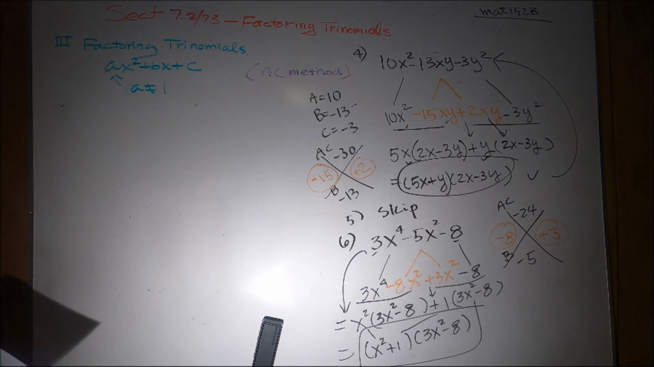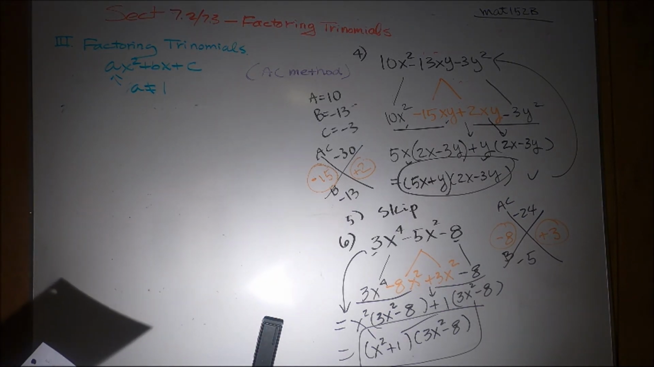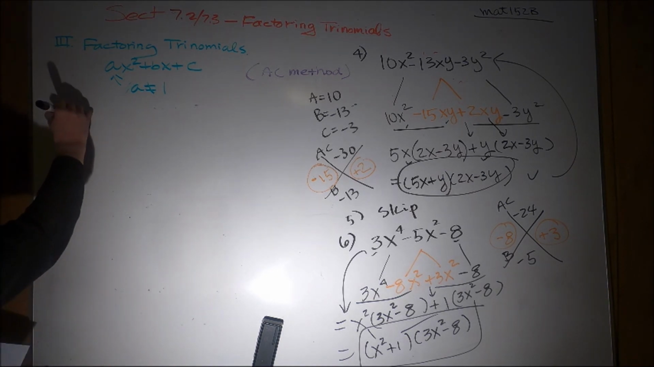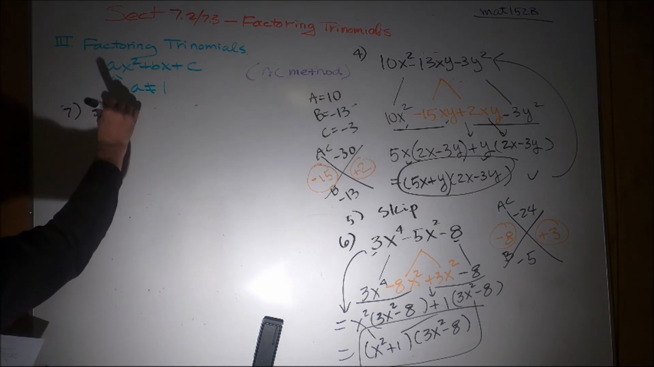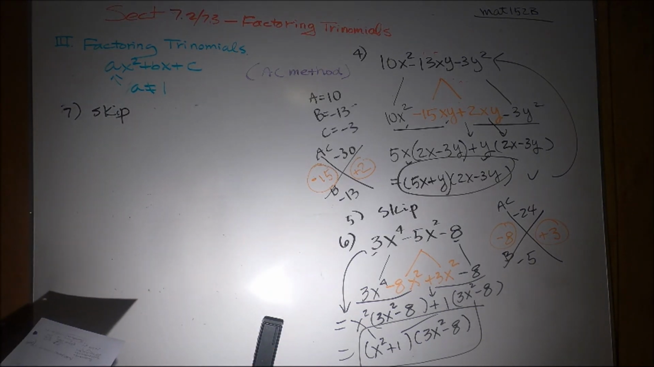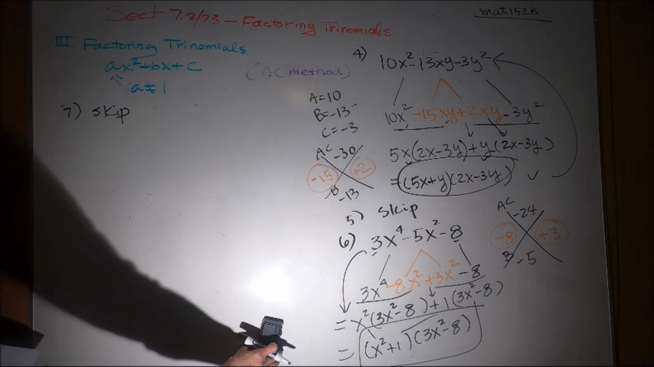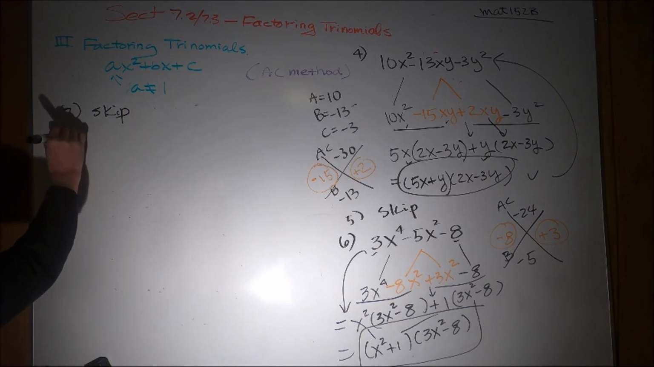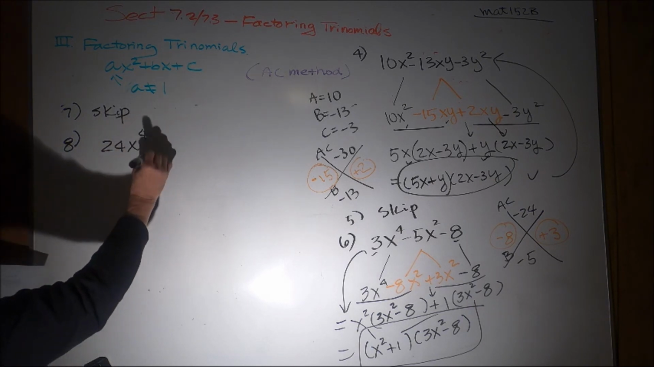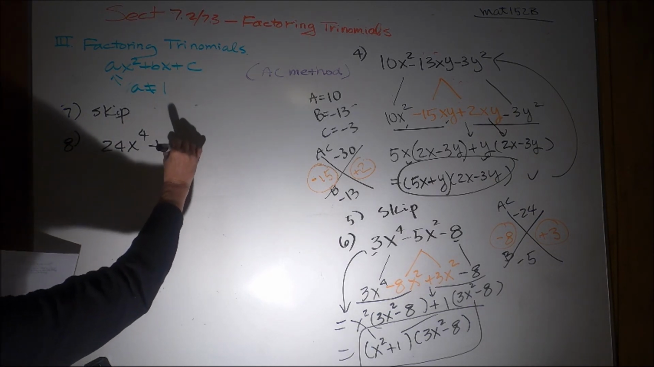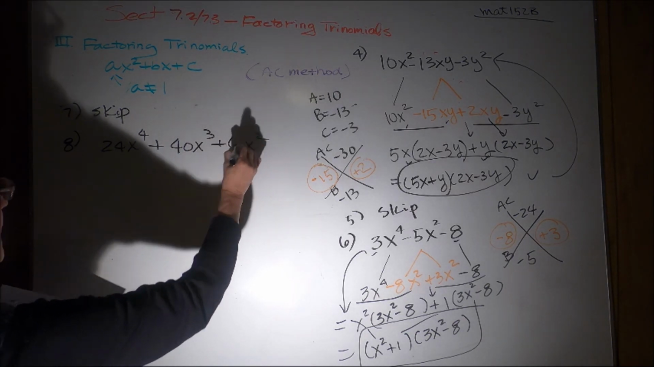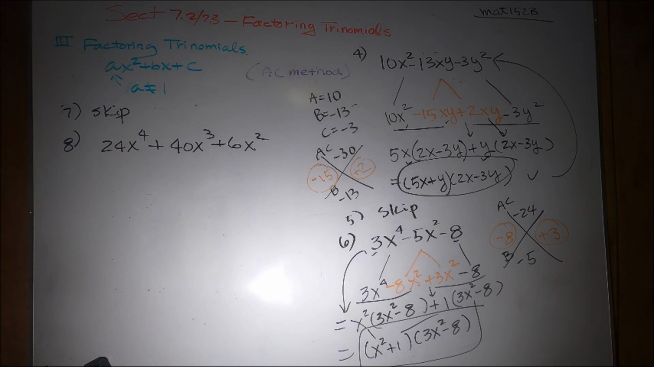We're on page 15, right? So we skip number 5. We are going to skip number 7. They are very similar to this one. You practice that. And let's do number 8. Number 8 is 24x fourth, right? Not a square, but let's see how we can make it one.